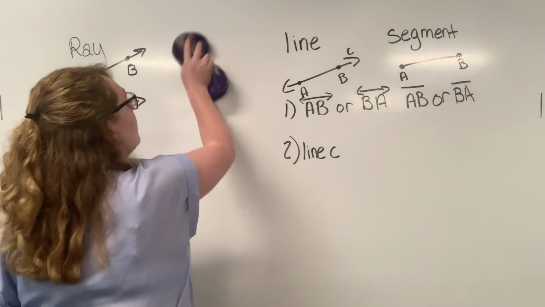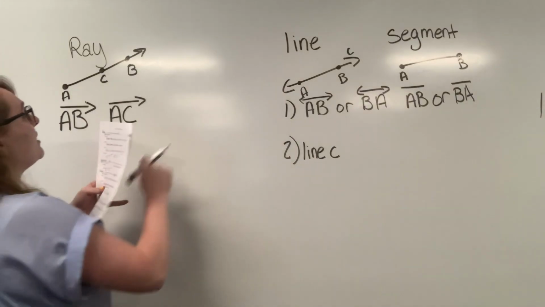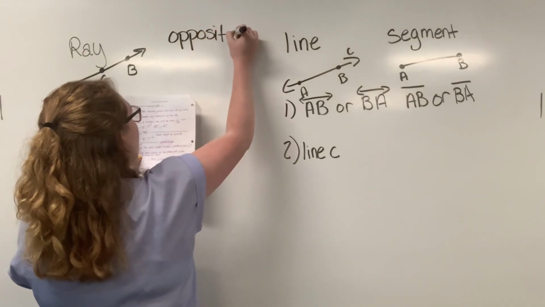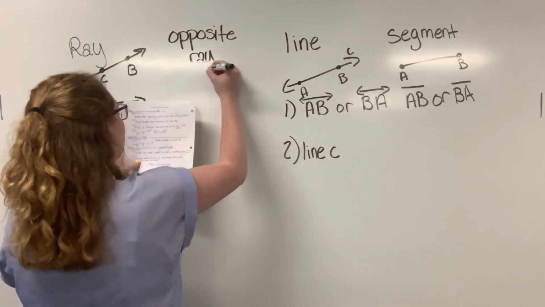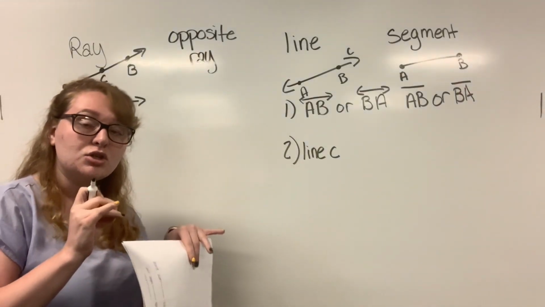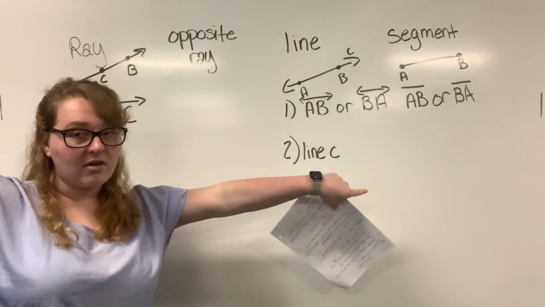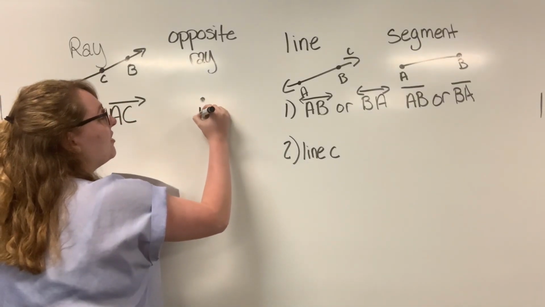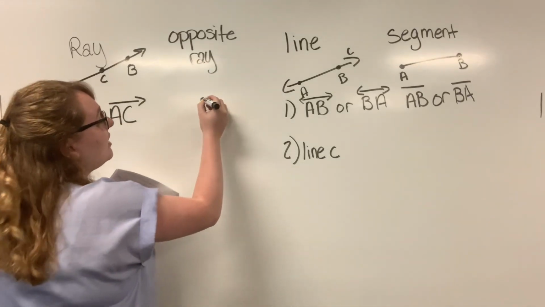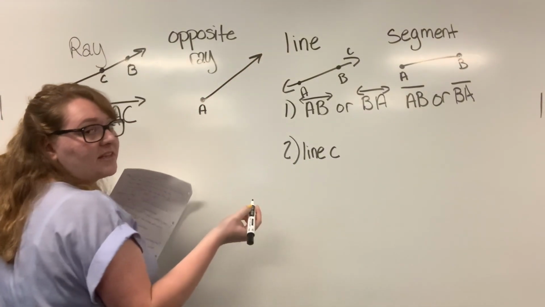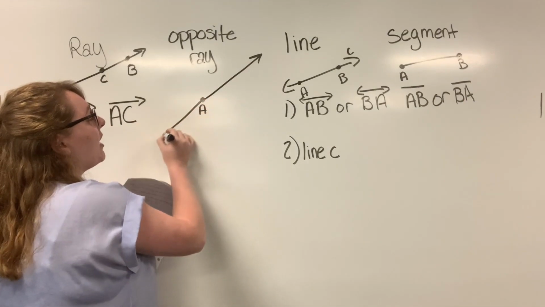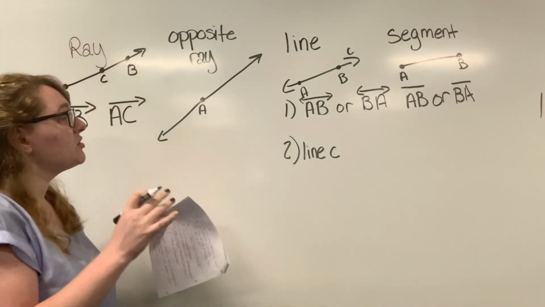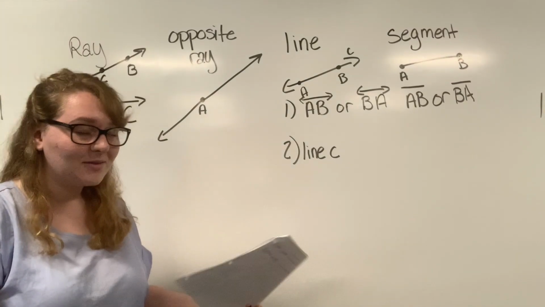There are also something called opposite rays. So opposite rays are two rays that have the same start point that go off in opposite directions. So if we had a start point of A and you had one ray go off this way, the other ray would go off here. So even though A is still your starting point, these are opposite rays, but it looks like a line.